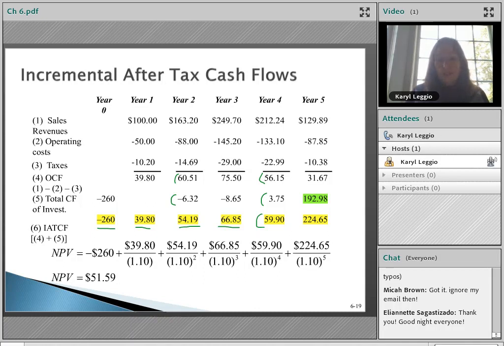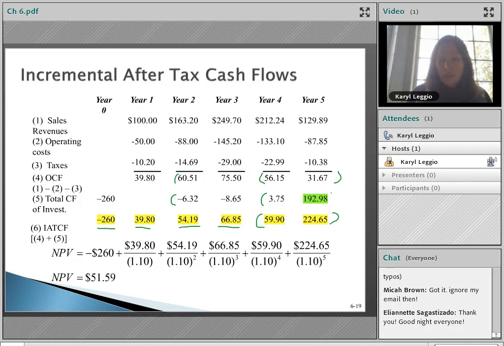We have 2 sources of cash flow in year 4. And then in year 5, our cash flow from operations was lower, $31,670, because we're winding down the business. Our cash flow from investment is $192,978, I think is the actual number. And we get that from our salvage value plus our working capital recovery plus selling that warehouse. So when we add this $192,980 to the $31,670, our cash flow in the 5th year becomes $224,650.